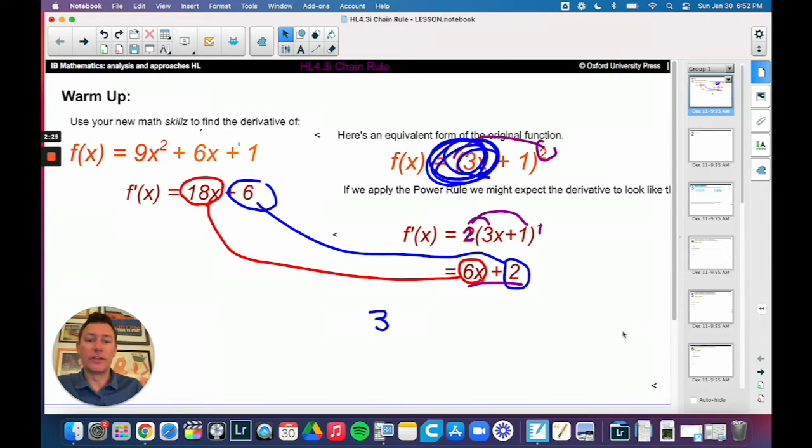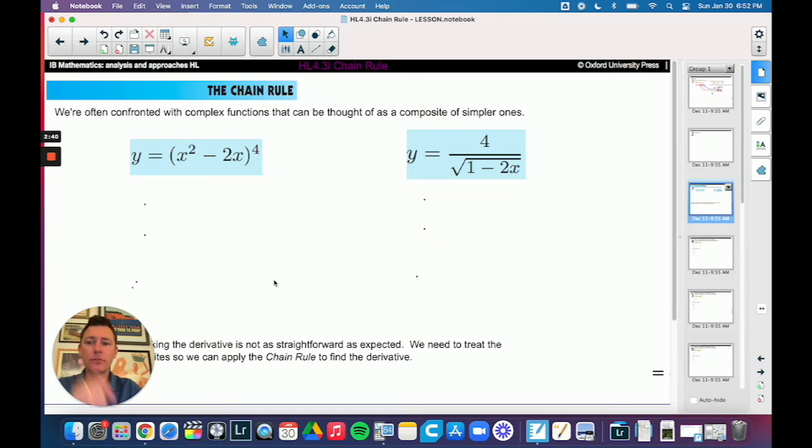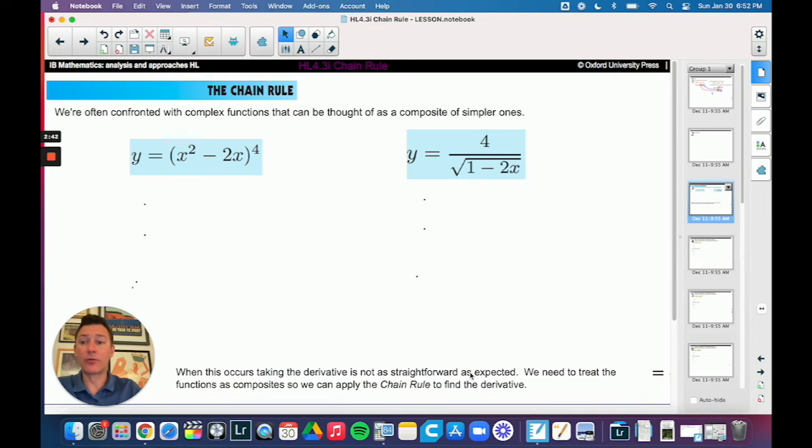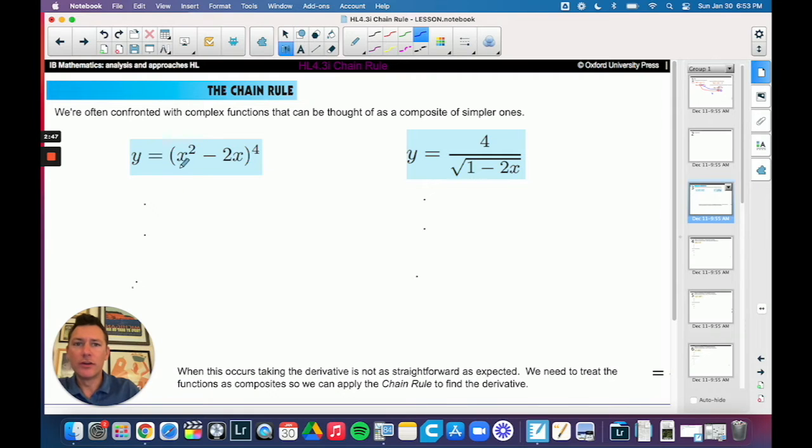So that's what we're going to deal with: instead of expanding this to this and then taking the derivative, how do we take the derivative of something that's buried inside, operations that are chained together. The chain rule works when you have a little function buried in another function. So here, the function is blah, blah, blah to the 4th. That's the outer function. And the inner function is x squared minus 2x.